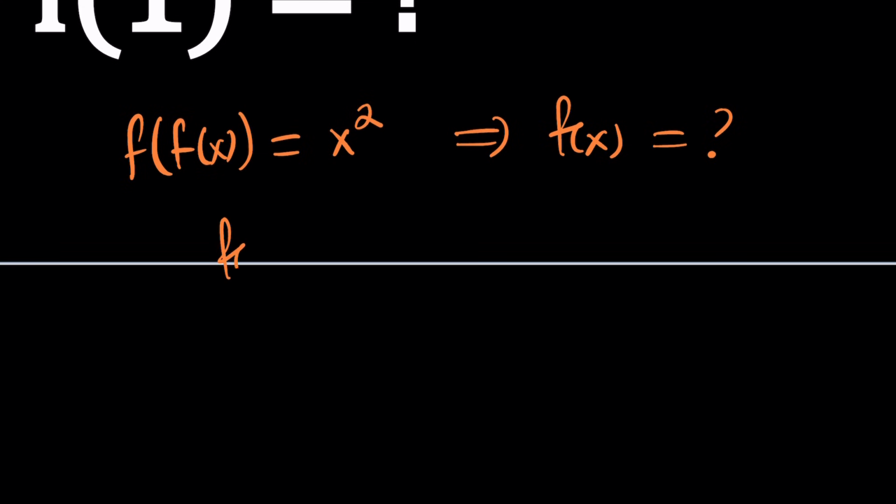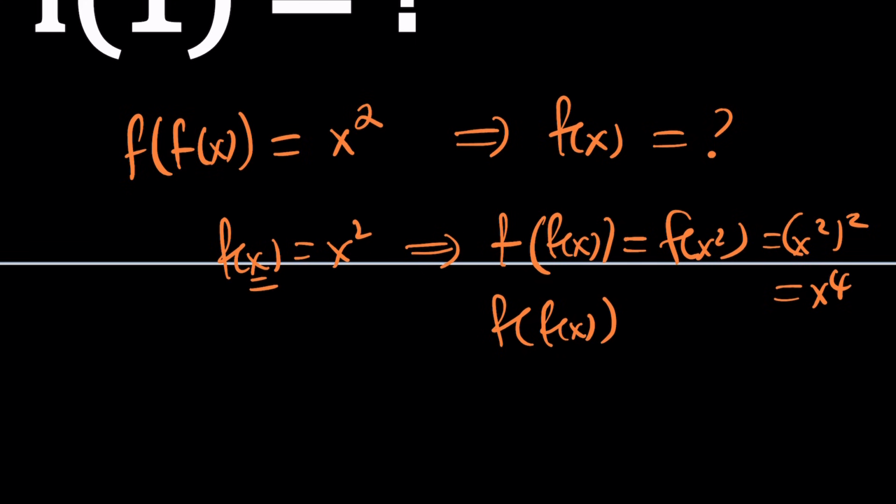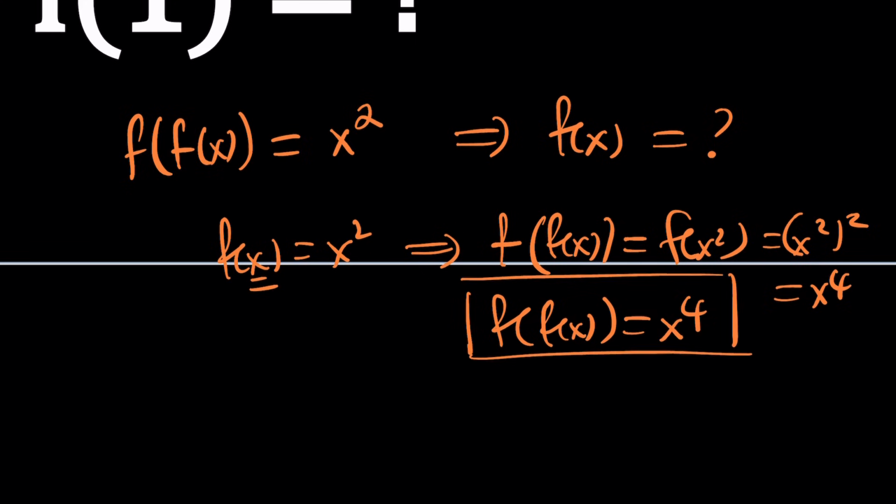Okay, can f of x be x squared? Well, if f of x is x squared, then f of f of x is just going to be f of x squared. But f just takes the input and squares it, so it's going to be x squared squared, which is x to the 4th power. So if f of x is x squared, f of f of x would be x to the 4th power. Uh-oh, it didn't work because we got a quartic. That makes me think. We got a quartic from a quadratic. So we squared the power, right? 2 times 2 equals 4.